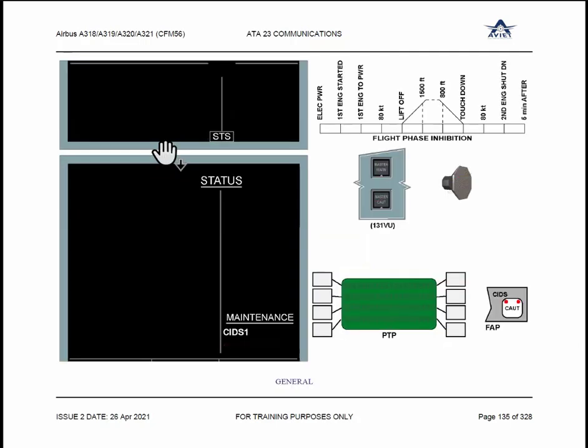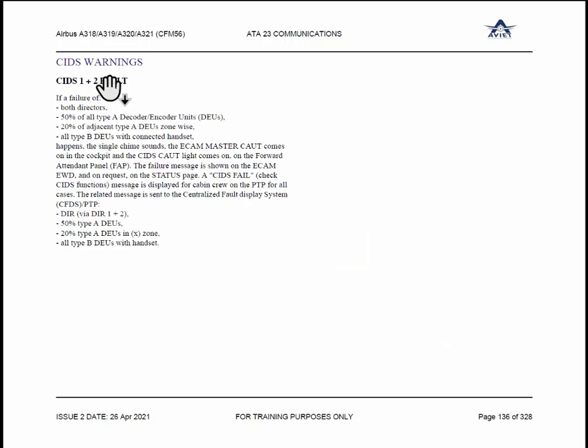Let's say you get this message: SIDS 1+2 fault. It doesn't mean that the board director failed. SIDS 1+2 fault will come because of many reasons. It does not simply mean director 1+2 fault. So what are the reasons? This warning will come when either the board director fails, or 50% of all type A DUA fail.